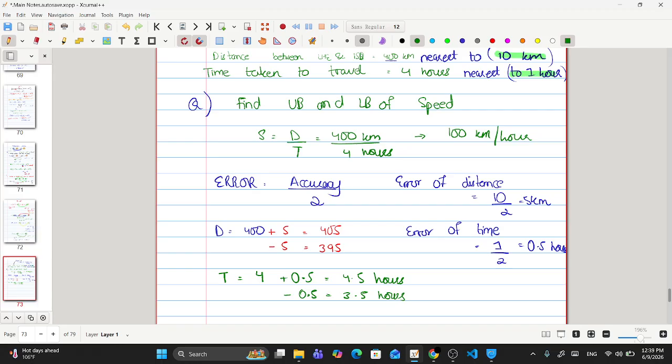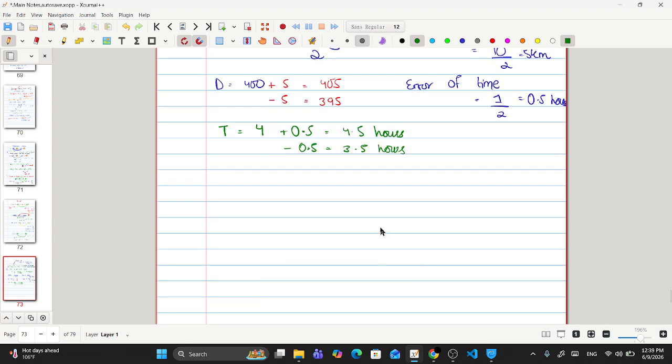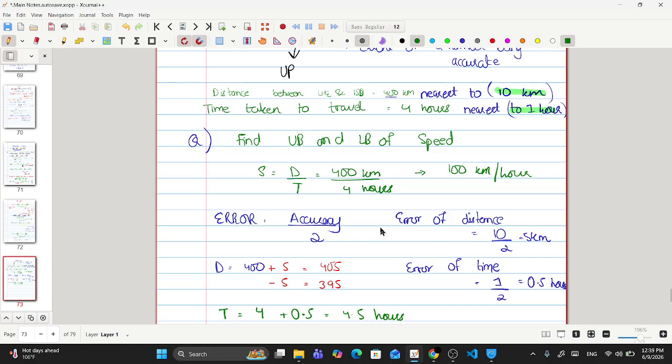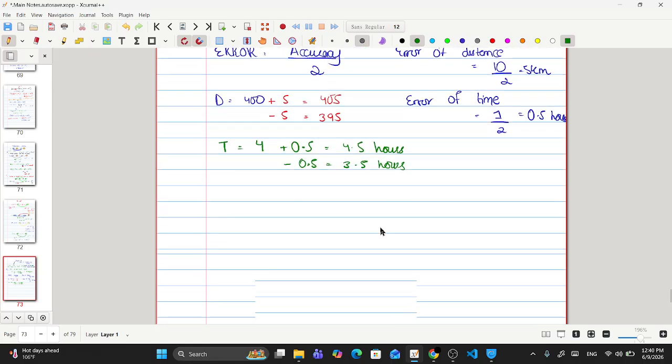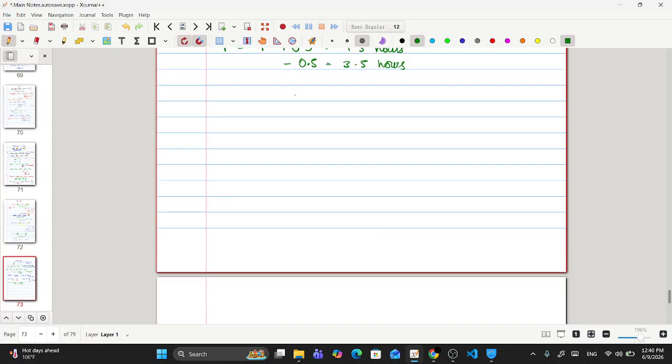Okay, I've written it down. Okay, so now be careful. You are told to find the upper bound and lower bound of speed. Now let's focus on speed. Let me rewrite the formula. Speed equals distance divided by time.